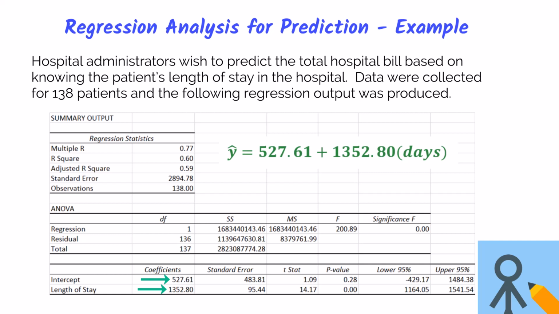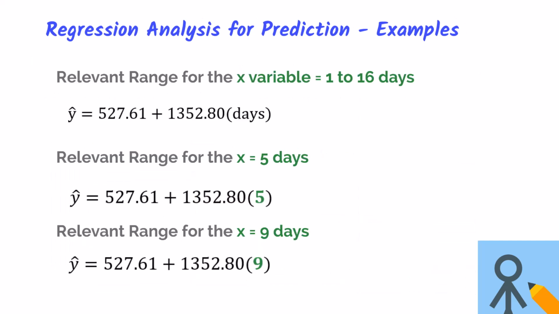Slope coefficient is positive, so as the length of stay, or the number of days a patient is in the hospital, increases, the total bill would increase by $1,352.80 per day. Let's go ahead and use the regression equation to predict some values. Note that the relevant range for the X variable for the patients that we had from the data was between 1 and 16 days.